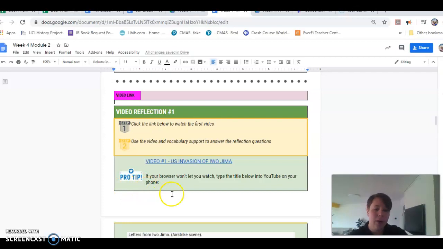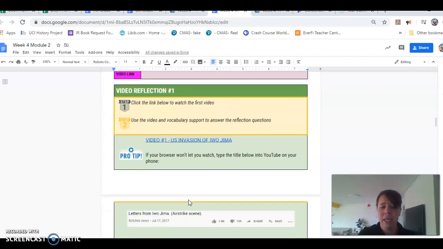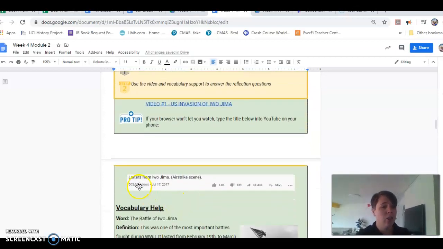This pro tip here: if your browser for some reason is not letting you watch this, you definitely can watch it on your phone. I know a lot of people have been accessing it. You can just type in Letters to Iwo Jima, airstrike scene if you wanted to do that. And that will help you.